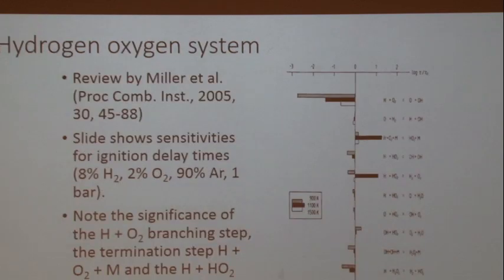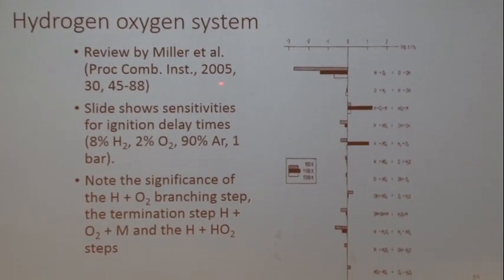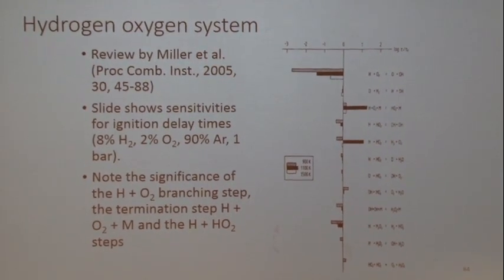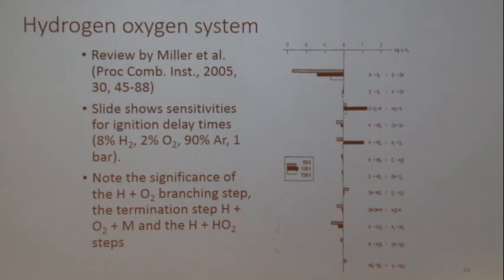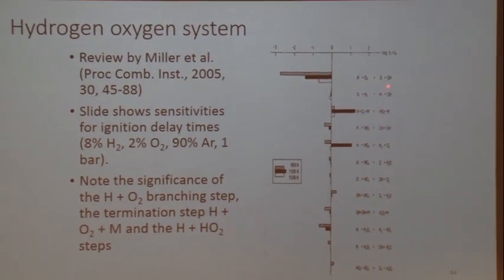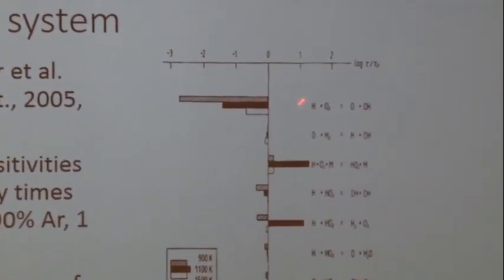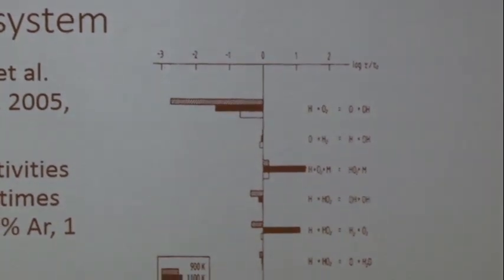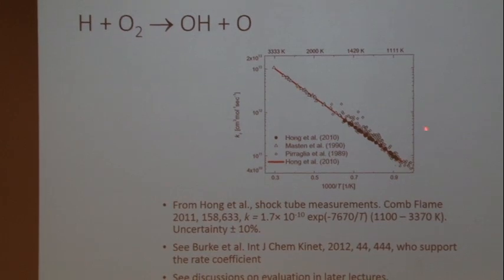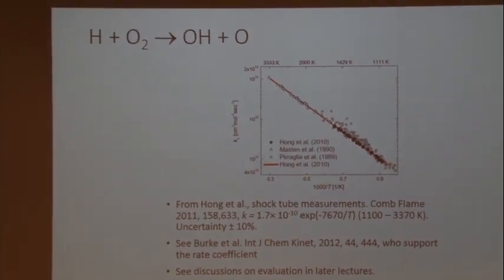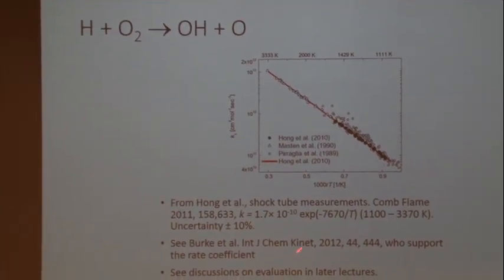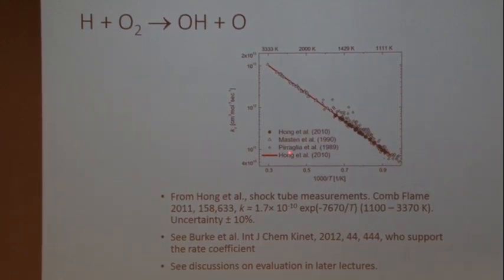So this one we talked about already. And if you're interested in the hydrogen oxygen system, this is a very important system. There's a nice review in 2005 here. And you can see that the H plus O2 reaction is the dominant one. Everything's most sensitive to that, and then lower sensitivity to the other reactions. And because that's so important, a lot of people have tried to measure it to get really good numbers for that reaction.